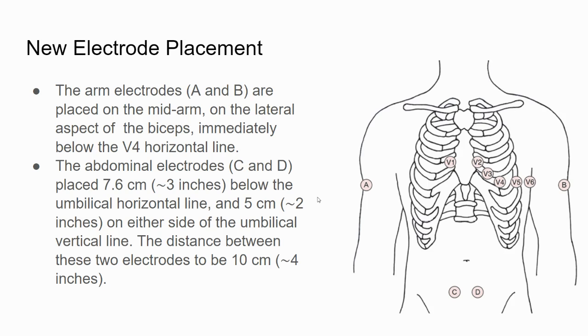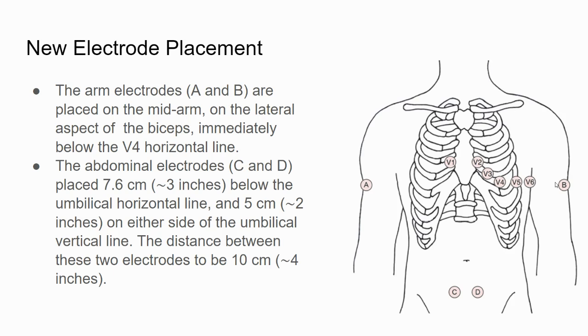So this is the placement for the NEP. You can see here the electrodes A, B, C, and D. Your V1 to V6, there's no change. They still stay in the same place. But where it differs is where the placement of the limb leads goes. So the arm electrodes, A and B, so right arm, left arm, are placed at the mid-arm on the lateral aspect of the biceps, immediately below the V4 horizontal line.